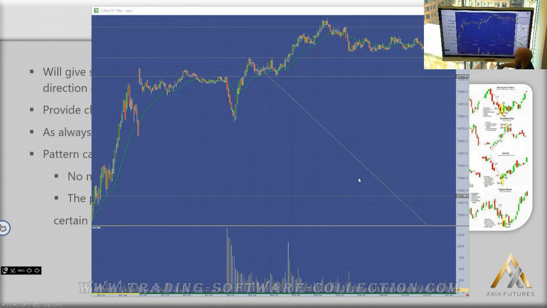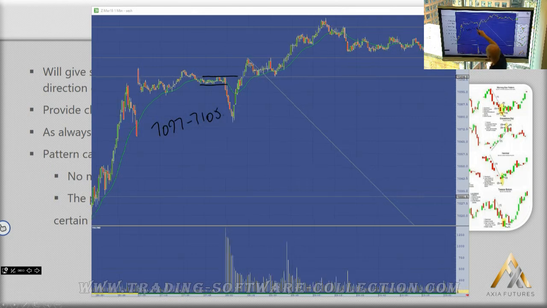So what you can do is then start looking at your shorter term patterns to try and find a way to get into this. Now for me, what I was looking at, and like I said, this is very short term. So on a 1 minute, just here, you had a range. It was a very tight range. The range was 70.97 to 71.05. Break the range, move back into it.